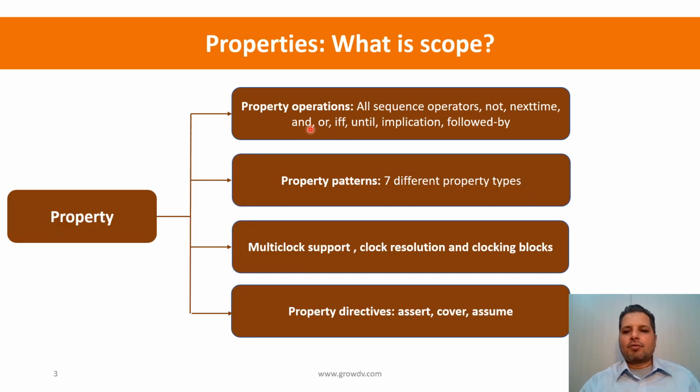Okay, so a part of it might be a bit of repetition, but what is the total scope? What does it mean to learn about the properties? We need to understand these 4 aspects. We'll look at the property operators, and then we'll look at the property pattern, the 7 different types of properties. We'll look at that, and then multi-clock, clock resolution. We will look at these two, and then we will look at property directives. So if we cover these 4 areas, then we have completed learning about the properties.